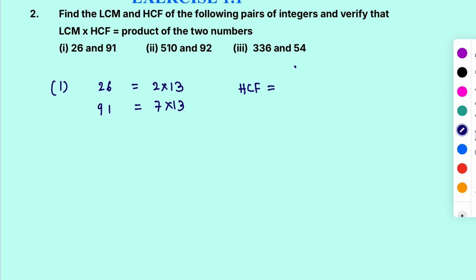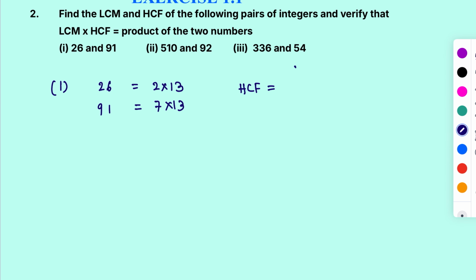And for LCM we have to take the highest power of each prime factor. Here prime factors are 2, 7 and 13 for both the numbers I am talking about. For 2 its highest power is 1, that is 2 to the power 1, 7 to the power 1, also 13 to the power 1. That will be equal to 13 times 7, it is 91, into 2, 182.